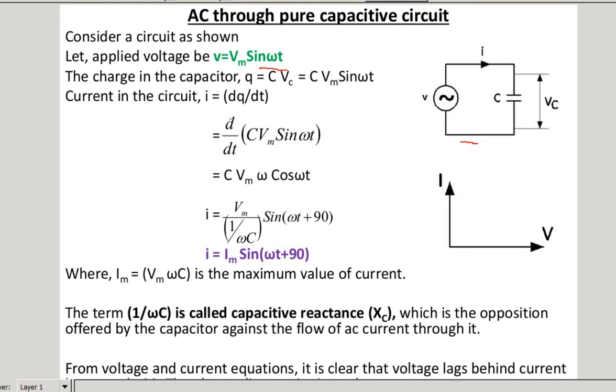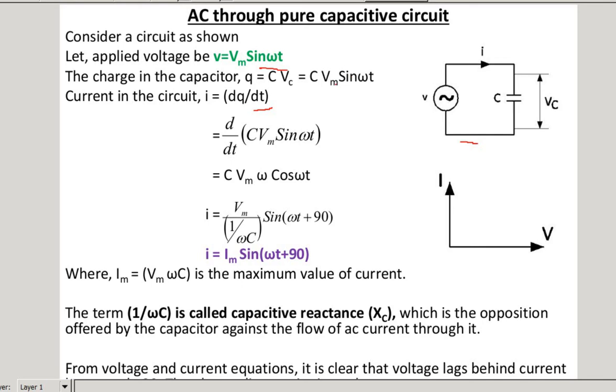Now, what is the charge in the capacitor? The charge in the capacitor is C into Vc, so we can write the equation as C into Vm sin omega t. The current through the capacitor is the rate of change of charge, which is equal to dq by dt. So, here you can see the current through the capacitor.